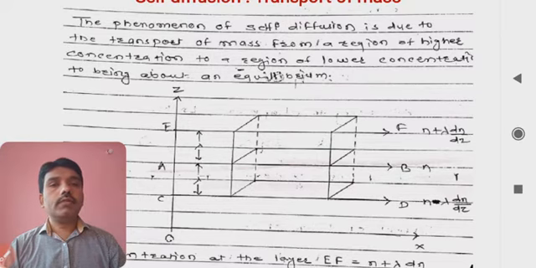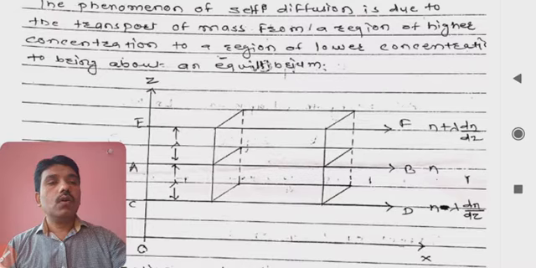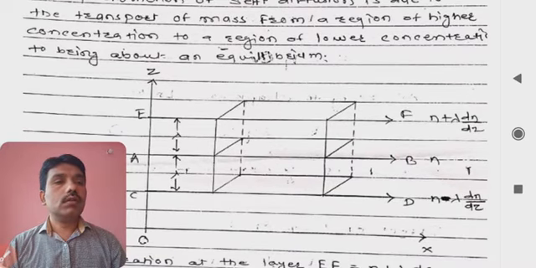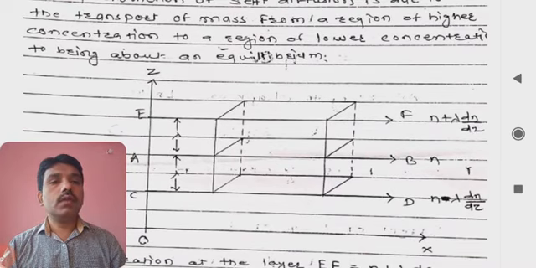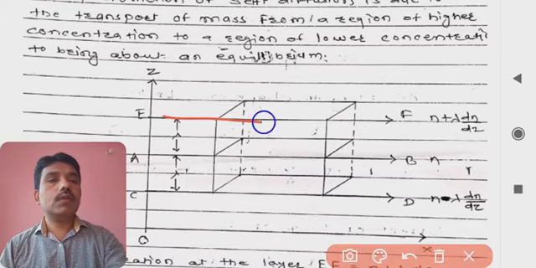Transportation of gas molecules happens from a region of higher concentration to a region of lower concentration. Now this will cause the equilibrium position, and here the same OX along the ground layer. CD is the upper one, AB is a little bit upper, and EF is the most upper one.